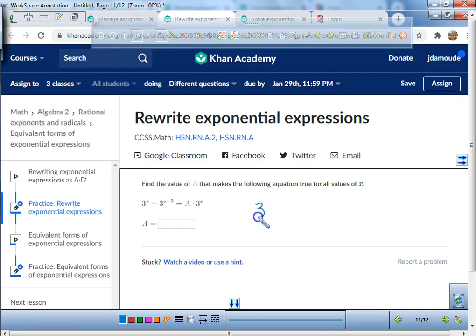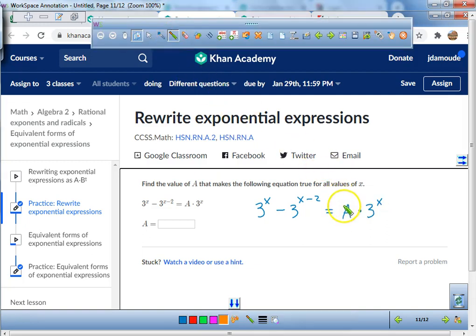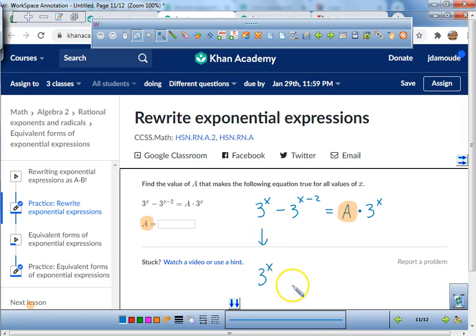So we have 3 to the power of x minus 3 to the power of x minus 2 equals a times 3 to the power of x. And I'm going to highlight literally what we need to find. We need to find what a is in this expression. Now, what I'd like you to do is simply bring down that 3 to the power of x. All right? And I want you to put minus. Now, this is the part where you have to know one of the properties. So right here, I'm going to highlight this.